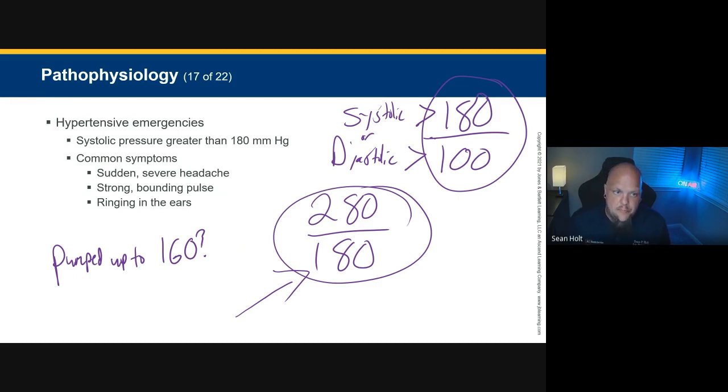So think about that. Some of the symptoms of a hypertensive emergency: sudden severe headache, strong bounding pulse. Remember that word, bounding means super, super strong. Like you feel a radial pulse and it's like thump, thump, thump really, really hard against your fingers. That's a bounding pulse. And then also ringing in the ears. That can happen from super high blood pressures as well.